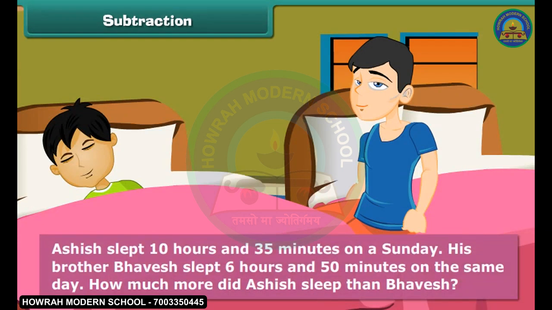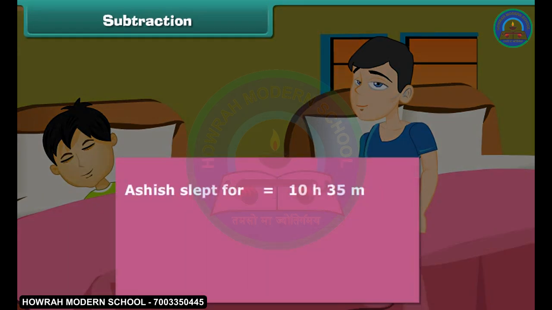Subtraction. Ashish slept 10 hours and 35 minutes on a Sunday. His brother Bhavesh slept 6 hours and 50 minutes on the same day. How much more did Ashish sleep than Bhavesh? Ashish slept for 10 hours, 35 minutes. Bhavesh slept for 6 hours, 50 minutes.